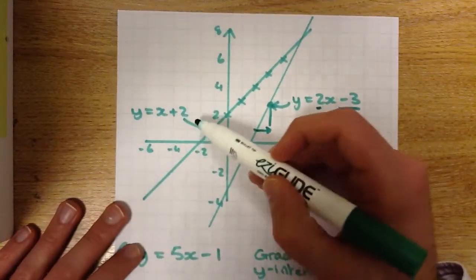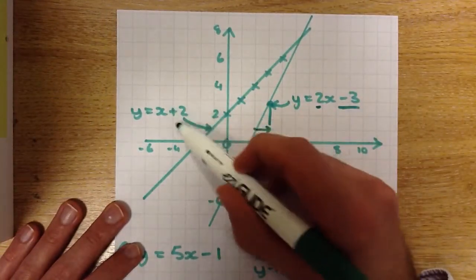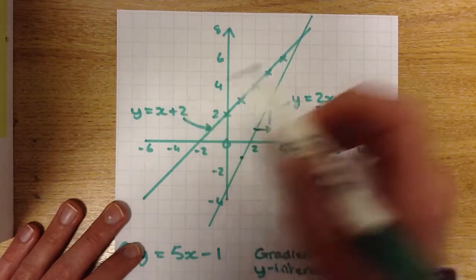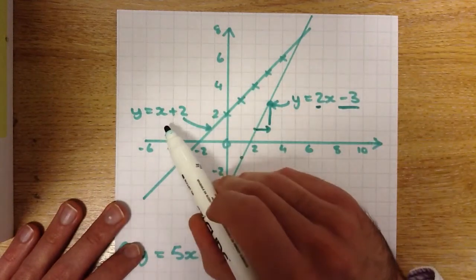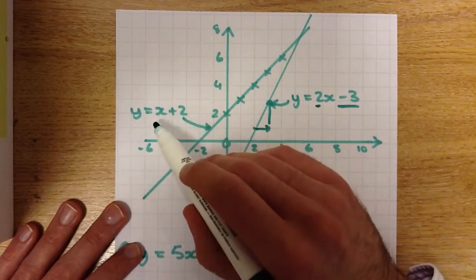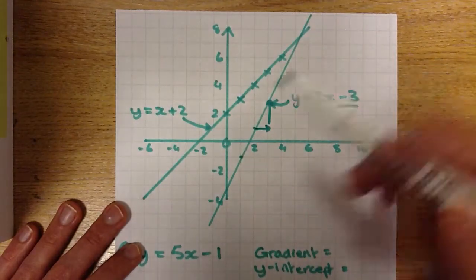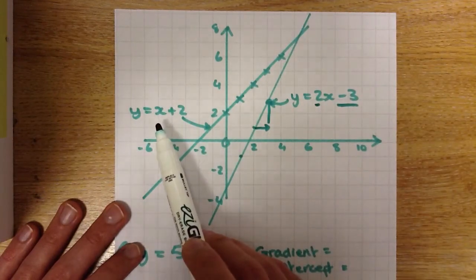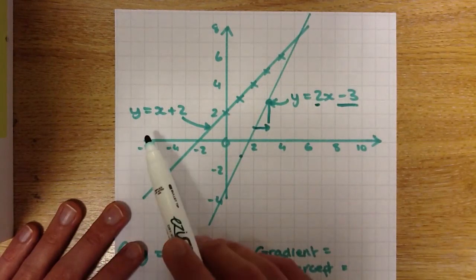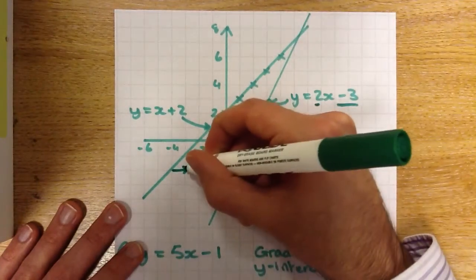Take this example. Here I know that the y-intercept is 2. I know that the gradient is 1 because the number that's in front of x is 1, because you'll remember that if there is no number in front of a letter, it means we only have one of them. And you can see from my graph that for every 1 square I go right, I go 1 up.